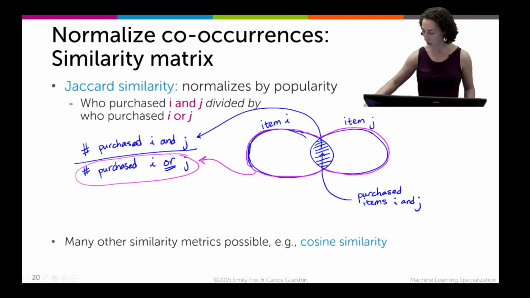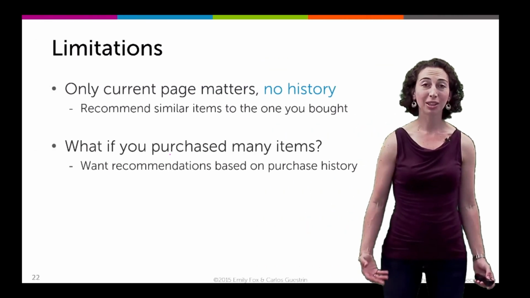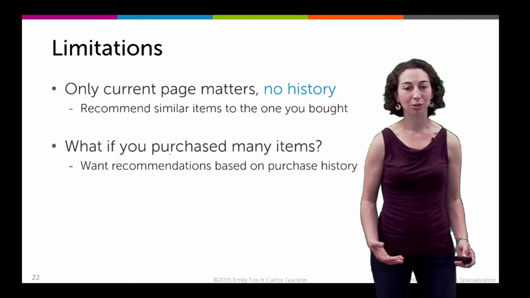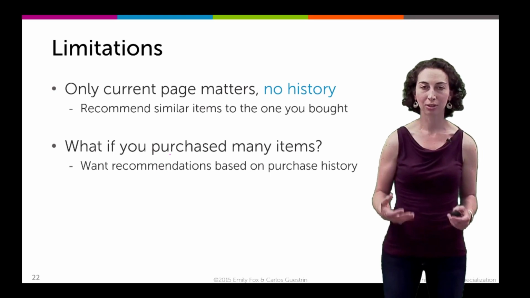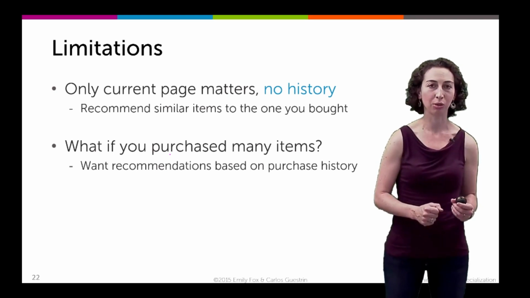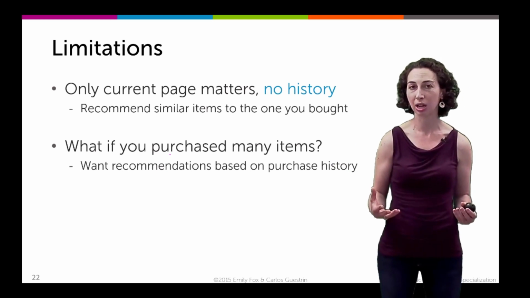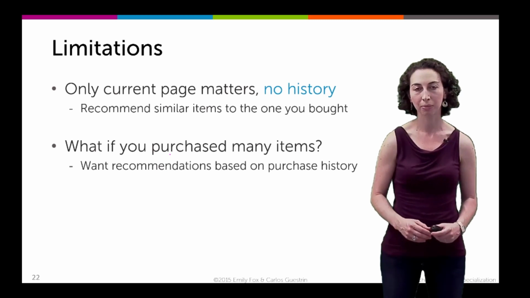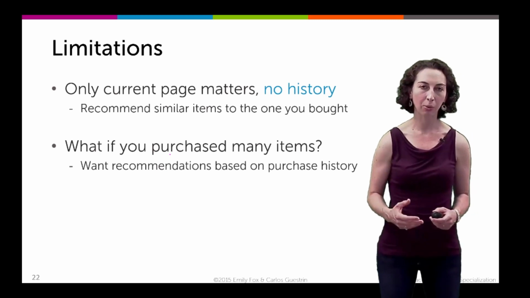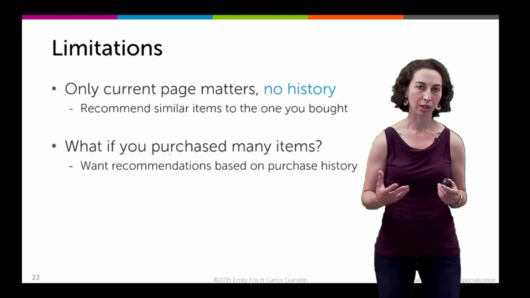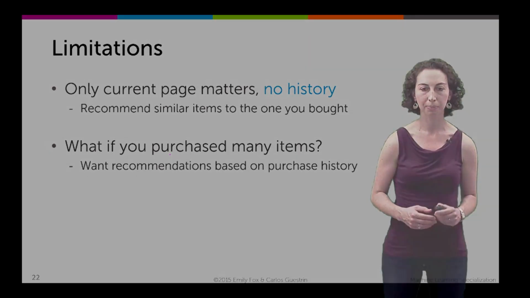Okay, so that's one way in which we can normalize our co-occurrence matrix, and there are other things we could think about like cosine similarity, and we'll talk about these other metrics more later in the course. But this method has its own limitations. Here, one issue is the fact that only the current page matters. So it only matters that I just bought Sophie the giraffe when we're looking at making recommendations for me. We're not looking at the entire history of things that I purchased to inform these recommendations. So let's talk about a way in which we can modify our approach to account for my history of purchases.